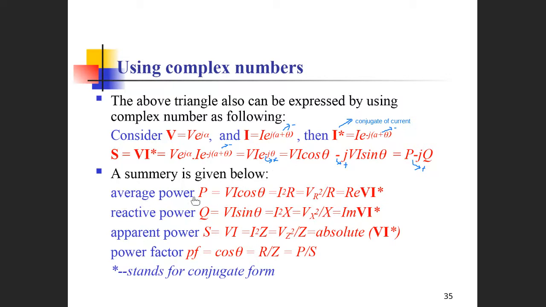And then the average power. You can further write the average power as the product of voltage, current and the cosine of theta, where theta is the impedance angle. Now we are talking about one impedance. Or it is I square times the resistance, or VR square over R. Once again, here we have an impedance value with the impedance angle theta.